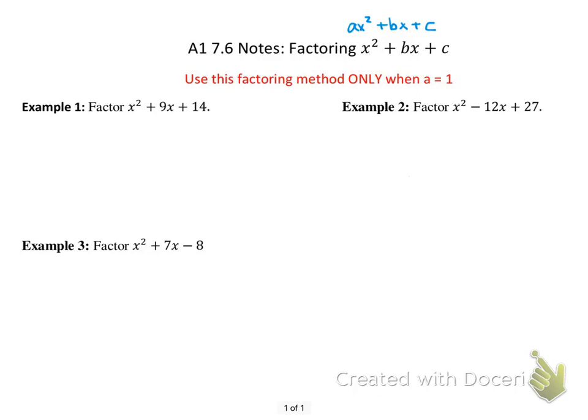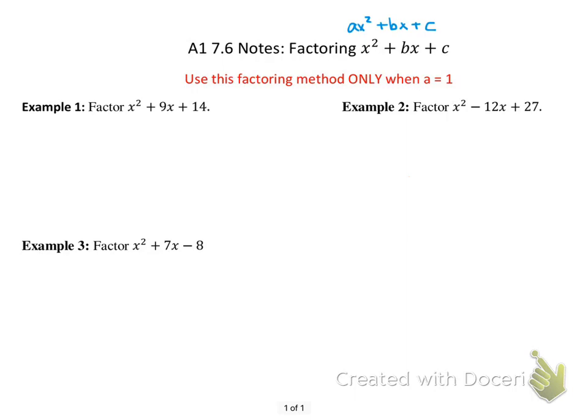So first, I need to explain to you this general form. The general form is ax squared plus bx plus c. Now, if you notice on this set of notes, it doesn't have an a. That means a is 1. Right? That's that implied 1. So you only use the method that I'm about to show you when a is 1. Okay? And hopefully it's not too bad.